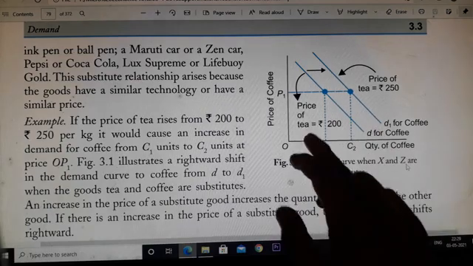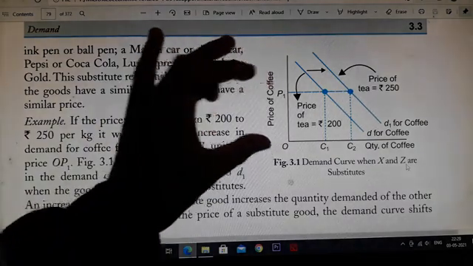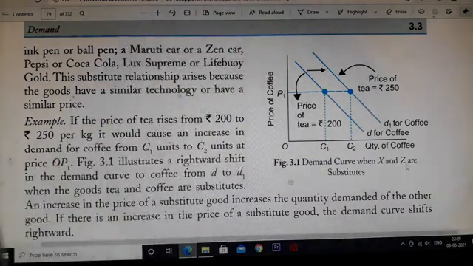So when the price of tea increases from 200 to 250, now you see here our demand, now since the price of tea has gone up but the price of coffee remains the same. Okay, the price of coffee is at OP1. Now what we see here is the demand for coffee will now increase, because it is becoming costly for us to go and have tea, right? Go and get tea. So if you want to buy the tea, it is now at a higher price.